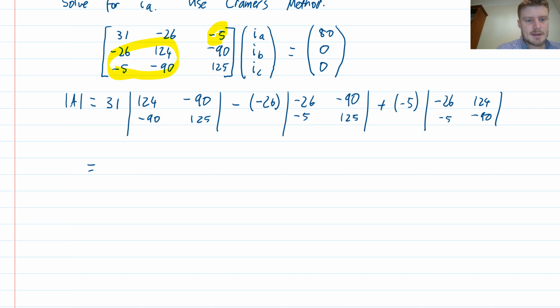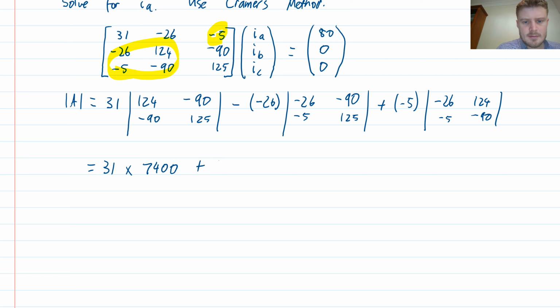Let's go ahead and calculate those. So that is 31 times, and this is just the diagonal product. You can pretty much just type it straight into your calculator. So 124 times 125 minus 90 times 90. So that will be 7,400.